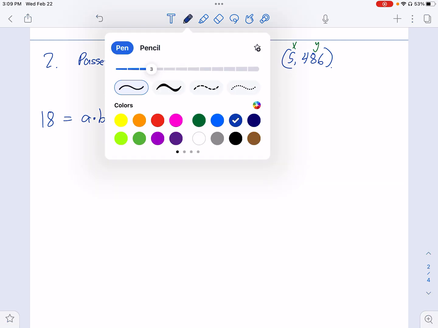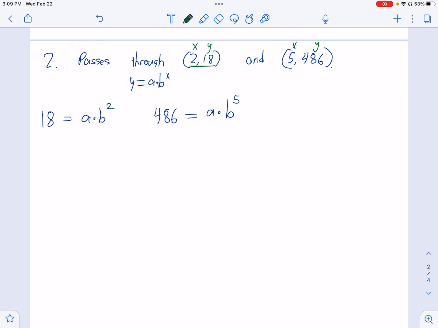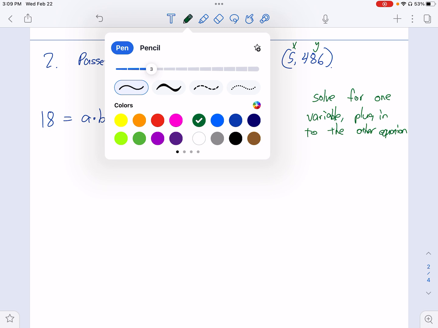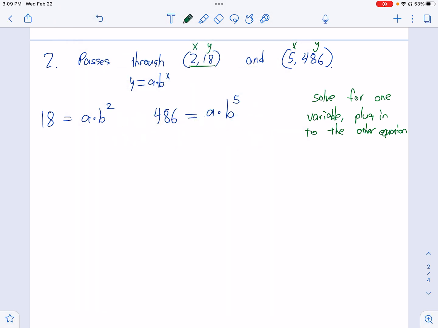So one way I can approach solving these is I want to solve for one variable in terms of the other, and then plug in to the other equation. And again, this is a strategy that works anytime you're solving some kind of system of equations. So here, now I do have a choice of which variable to solve for. I could isolate a or I could isolate b.